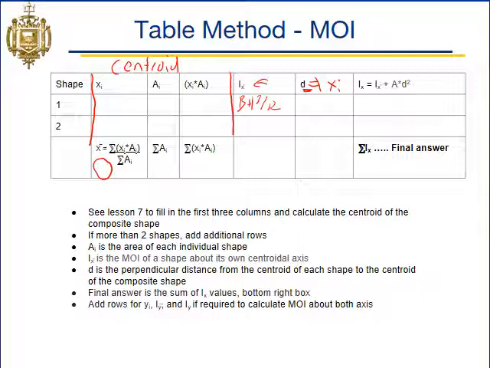So you can actually calculate d by taking x bar minus the xi, which should give you that d value there. And then once you have the d value, you go ahead and solve for the moment of inertia using the parallel axis theorem about the overall centroidal axis. So Ix equals Ix bar plus A d squared. Make sure you square this value over there. And then once you have both of those values, sum those up, and you get your final answer there.